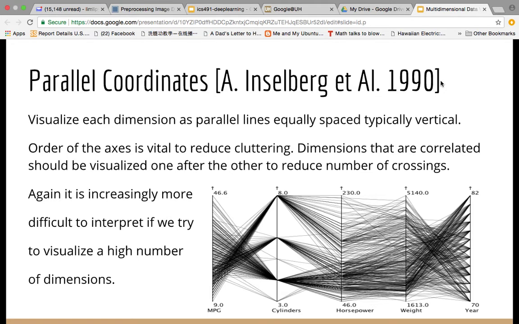Okay, so this is something different. We're forgetting projections, and now we're going back to maybe classical visualization stuff. So this is another option. I don't know if you guys have seen this before.